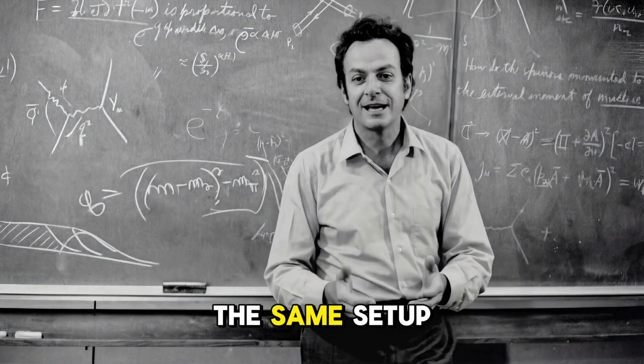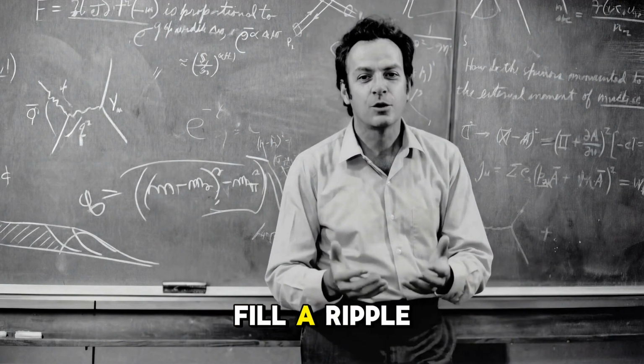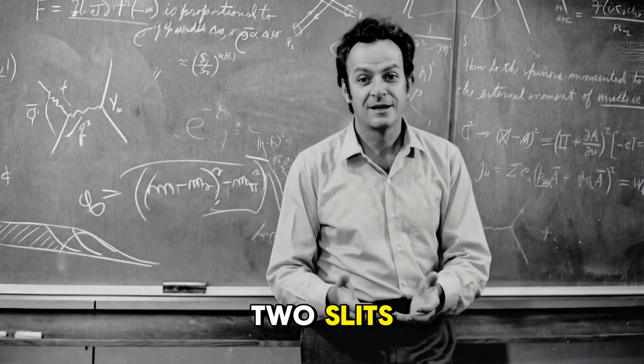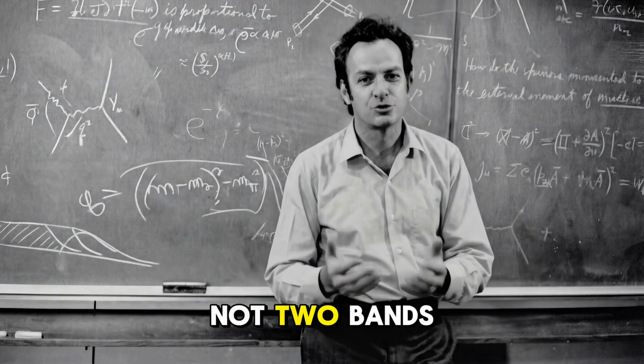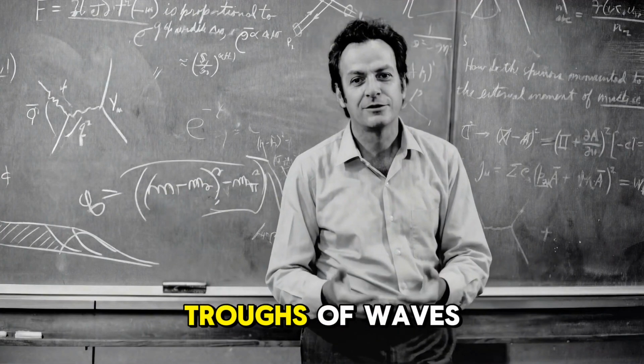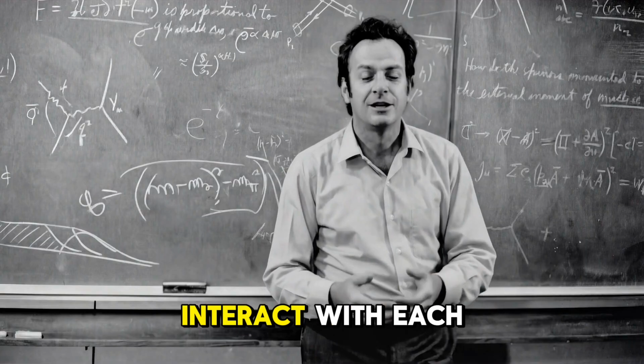Now let's try the same setup with water waves. Fill a ripple tank, create waves, let them hit a barrier with 2 slits. What do you see on the other side? Not 2 bands, multiple bands. An interference pattern. The peaks and troughs of waves coming through both slits interact with each other.